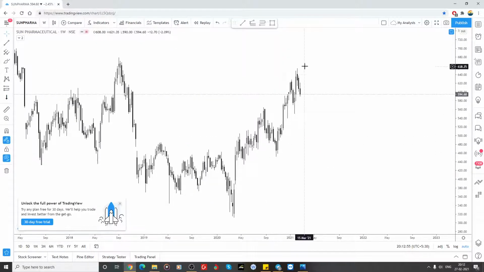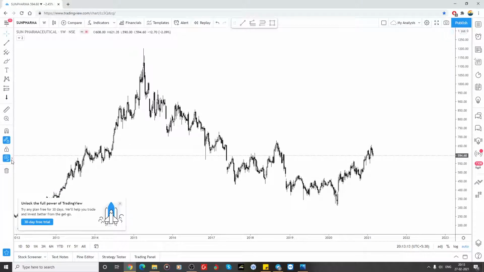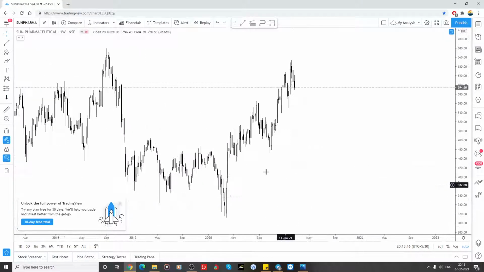1, 2, 3, 4, 5. So this is a 5-wave structure, and again I'm expecting the 3-wave structures. So if it nearly reaches this zone, again that 500, 525 to 450, within that zone, if it reaches the 3-wave structure, we need to be on the buy side. But this is only a buy, the Sun Pharma. 1, 2, 3, 4, 5. So the 5 waves got completed here.